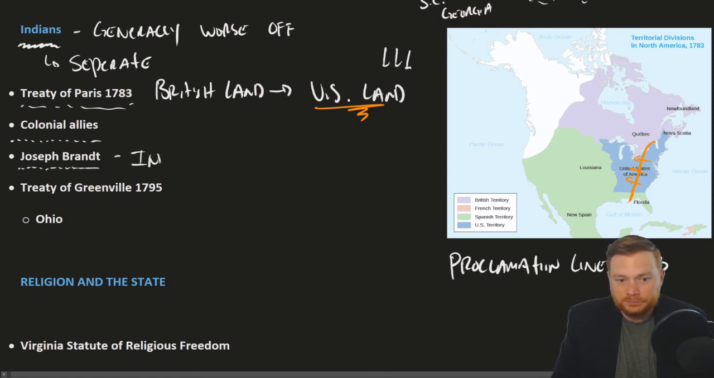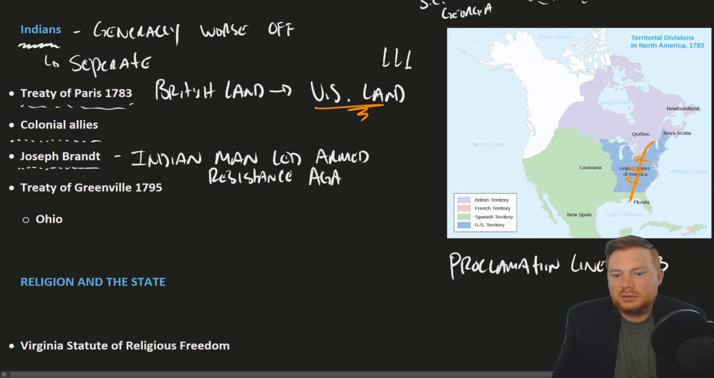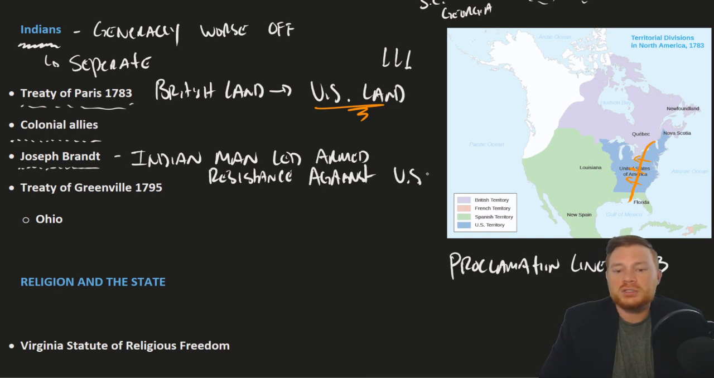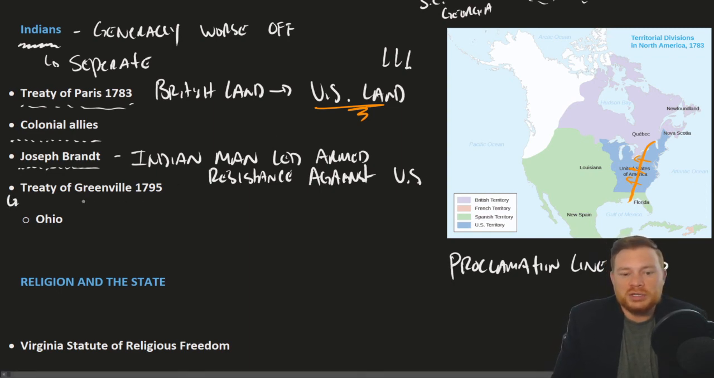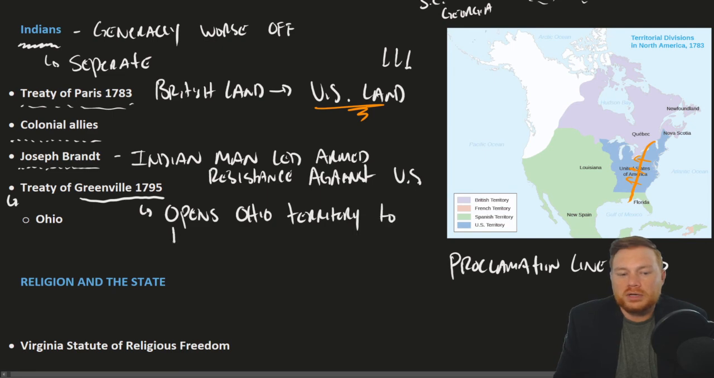So Joseph Brant is an Indian man, led armed resistance against the U.S. He had fought for the British in the American Revolution, continues to fight against United States encroachment. But ultimately, the United States wins, and the Treaty of Greenville in 1795, we could say this opens Ohio territory to the U.S. So we might just call this a U.S. victory over the Indians.